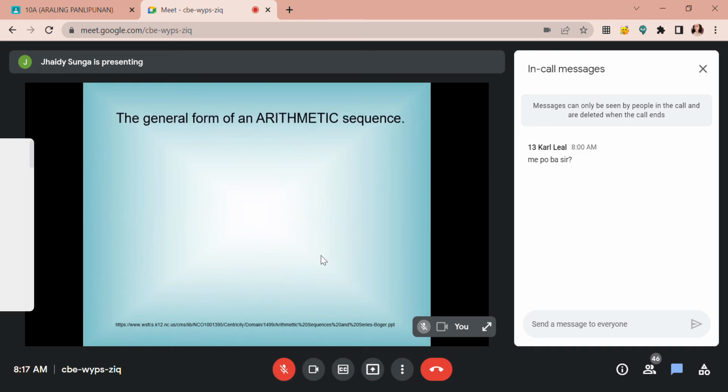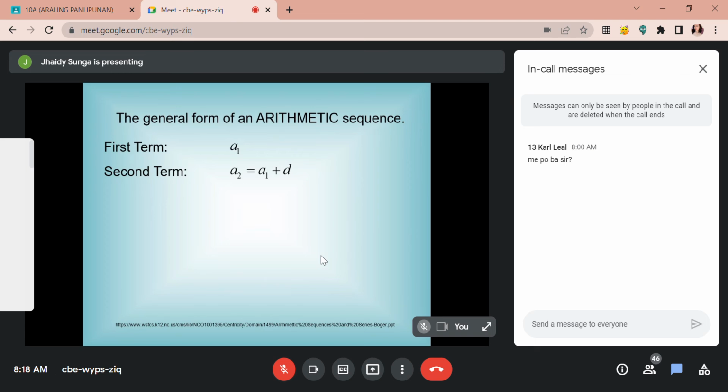So, the general form of an arithmetic sequence. The first term would be a sub 1. I already showed this in our previous lesson. The second term, a sub 2, is equal to a sub 1 plus d. Again, a sub 2 is equal to a sub 1 plus d.